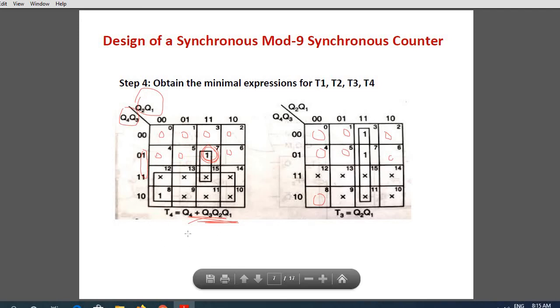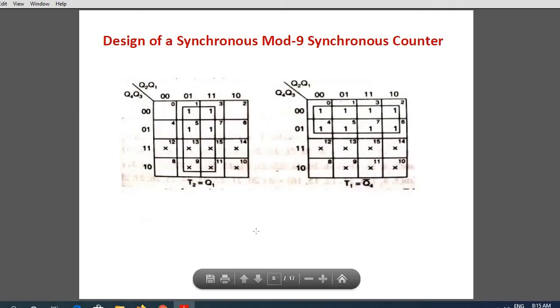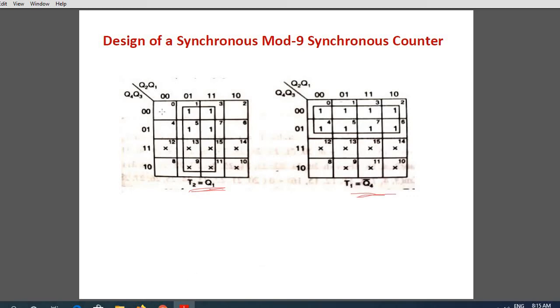Then you do the grouping and write the equation. Similarly, do it for T3, T2 and T1. Here, you need to form the K-map for everything because instead of all ones and x, you have zeros also. I told you, please always fill this. Even if the textbooks don't have the zeros, please fill that and group. Else you may find it confusing. Okay.